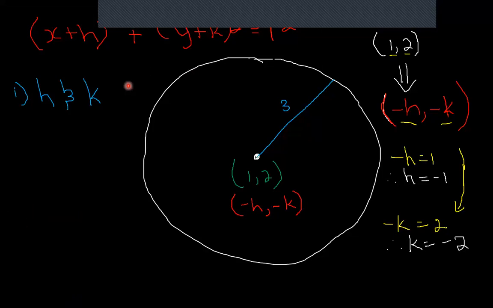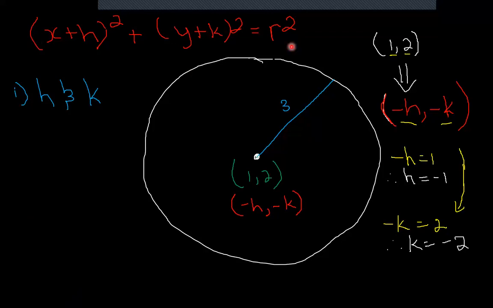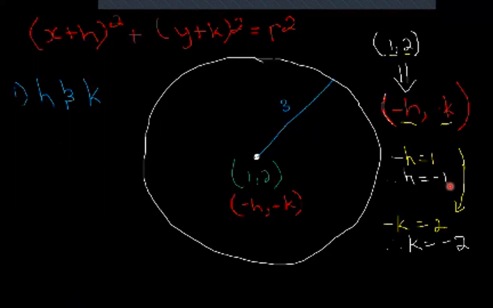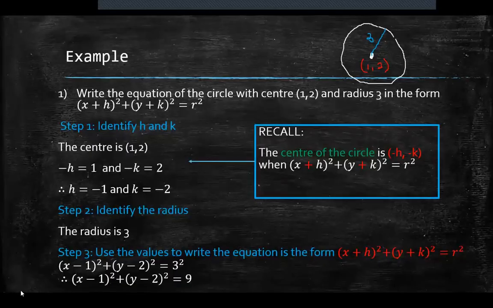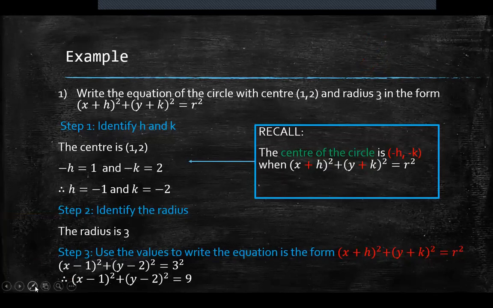Every time you see this, the center, so plus and plus, the center is minus h, minus k. But that's not what we want. We want h and k. So if minus h is equal to 1 in this case, that means that h has to be equal to -1. And if 2 is minus k, that means k is -2. And that's what I have here. H is -1 and k is -2.